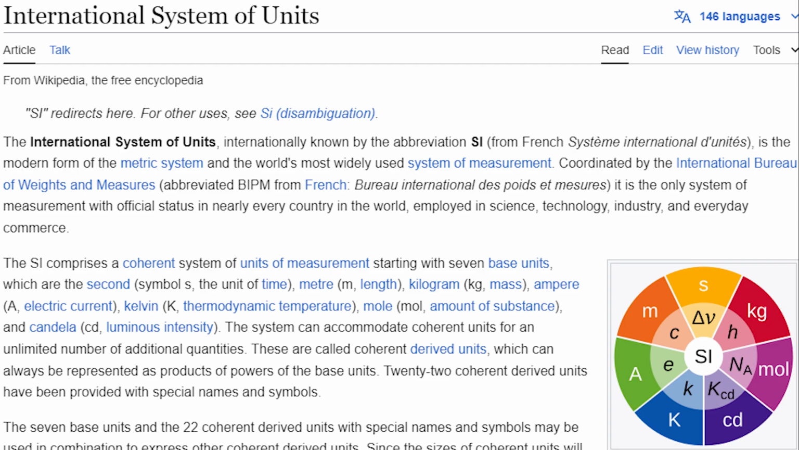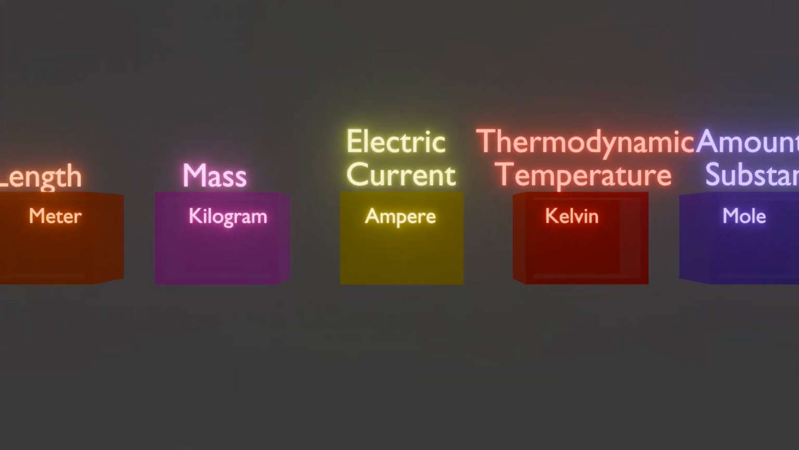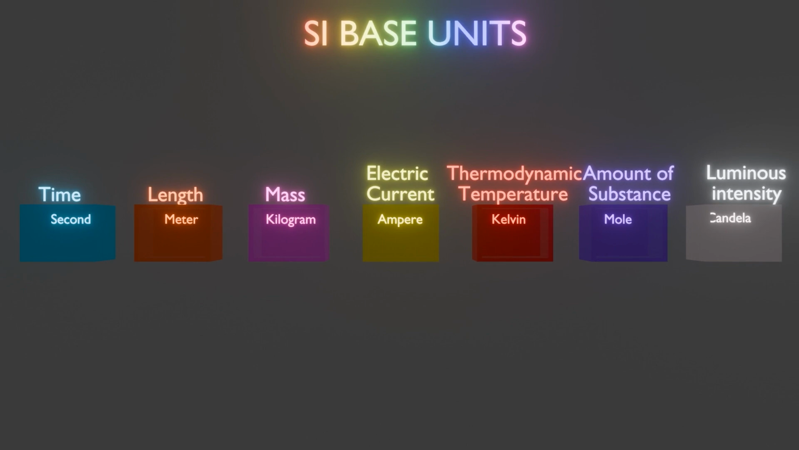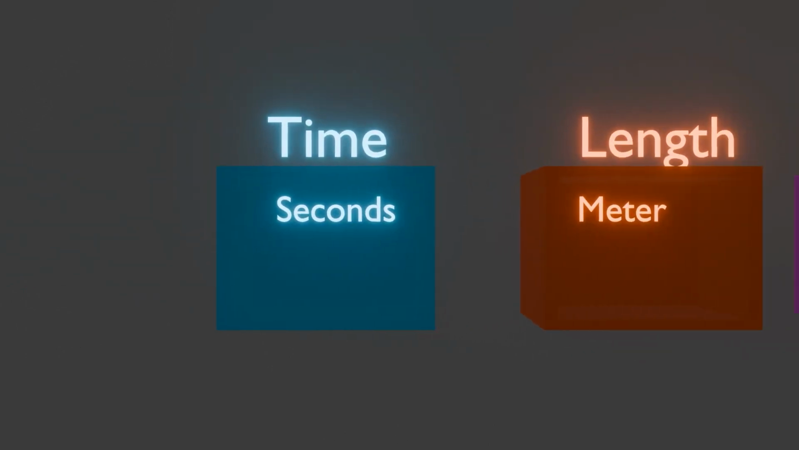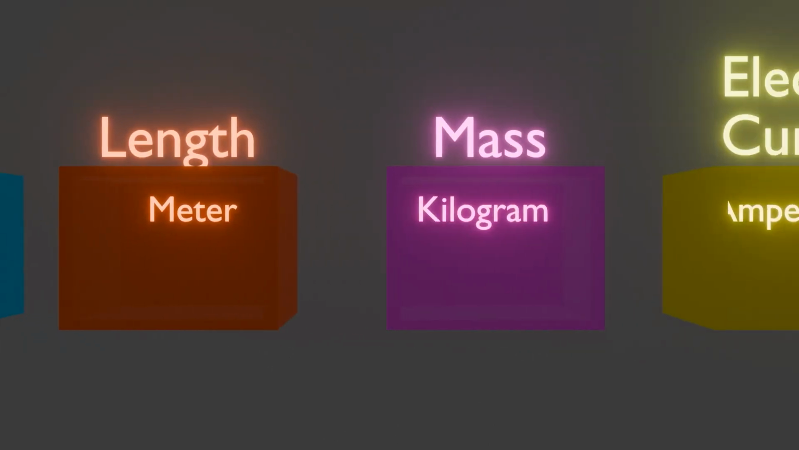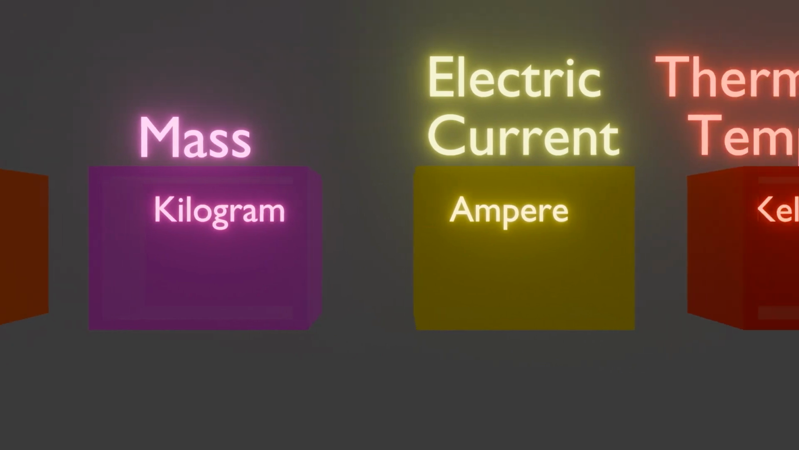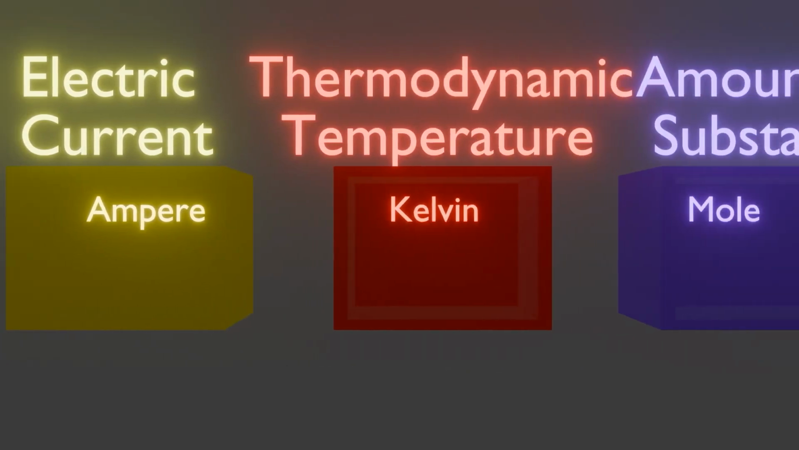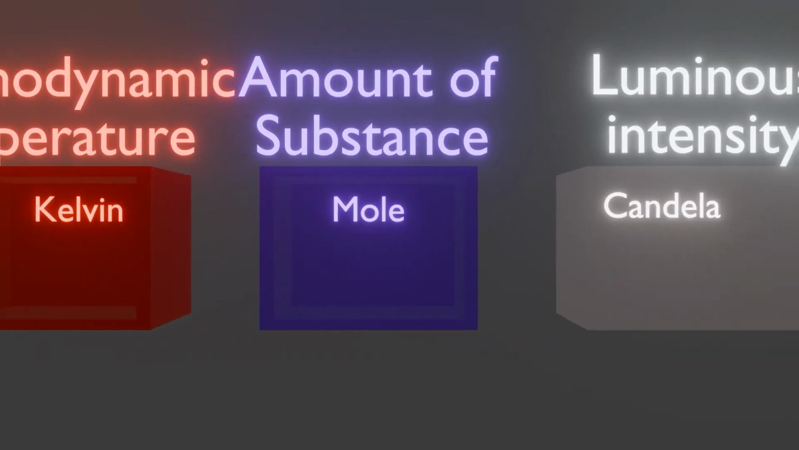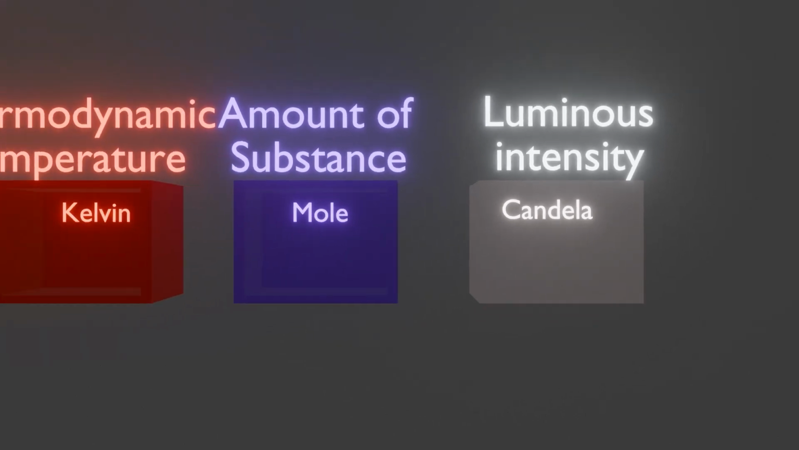In this video, I'm going to be talking about the International System of Units, also known as the metric system. SI, short for the French name, is how I'm going to refer to it. SI is a system that has 7 main units, being time in seconds, length in meters, mass in kilograms, electric current in amperes, thermodynamic temperature in Kelvin, amount of substance in moles, and luminous intensity in Candela.